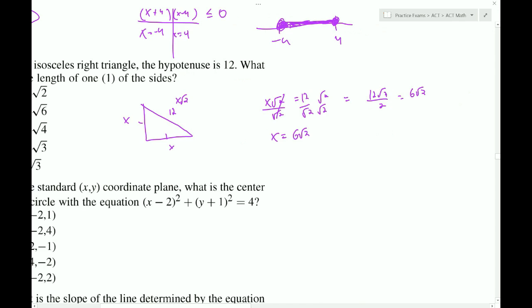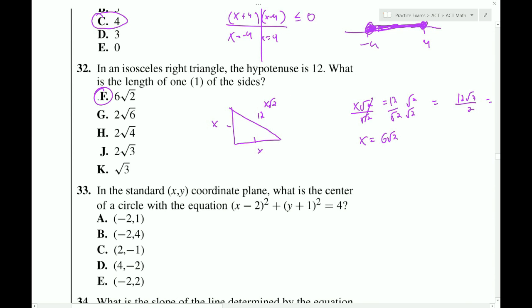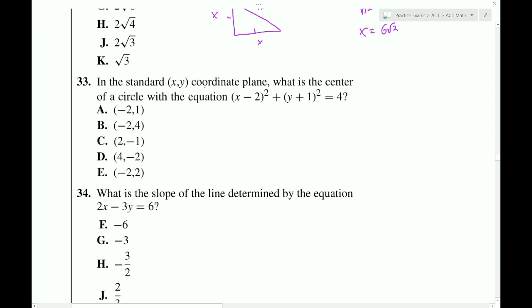Okay? So choice F. The standard xy coordinate plane, what is the center of this circle? So we take the opposite of each coordinate. So we get 2, negative 1 as our center.